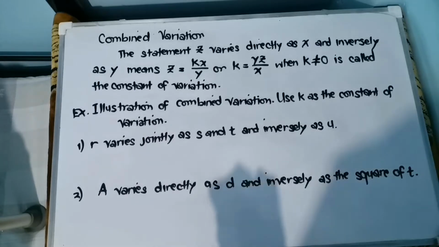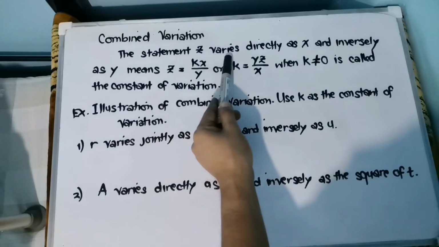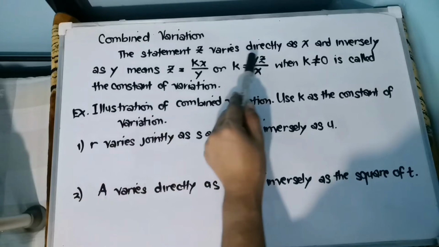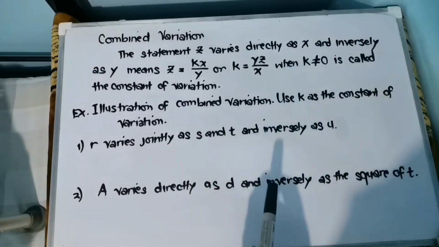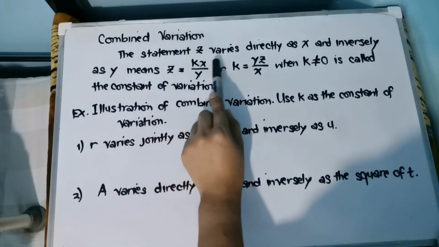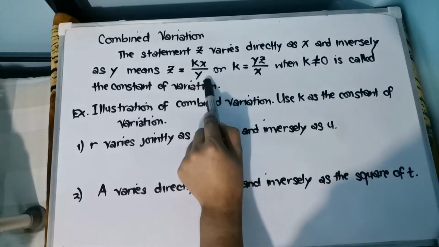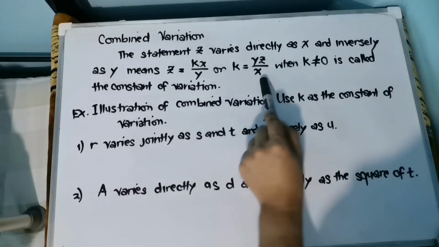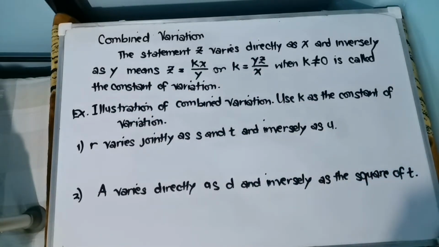So when we say combined variation, basahin lang natin yung mathematical concept. The statement Z varies directly as X and inversely as Y. So we have here the combination of direct and inverse variation. Means Z equals KX over Y, or nag-derive lang ulit dito ng another formula, which is K equals YZ over X, where K should not be equal to 0, that is called the constant of variation.